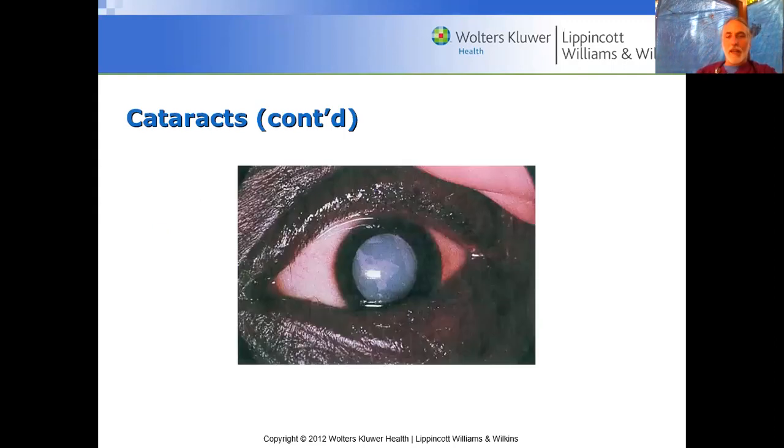And here we have a lovely example of a cataract. You can see there's not much light getting through that. This patient is effectively blind.